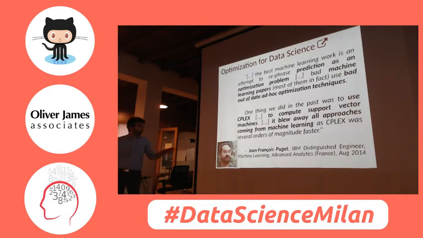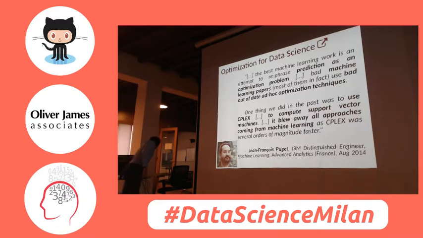Jean-François Pouget is an IBM engineer. He has a PhD in machine learning, but he also did optimization in IBM. So he's seen the best of both worlds. And he noticed that in machine learning, often people ignore optimization methods from operation research that could be quite effective. For example, he used Cplex, which is the IBM optimizer for operation research, to train support vector machines. And that was way more efficient and effective than the method that you usually use in machine learning.